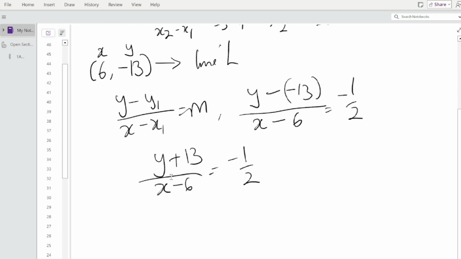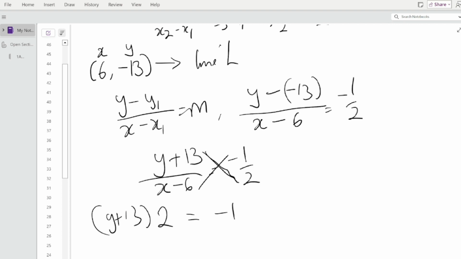At this point, we can simplify this fraction by cross multiplying. So we cross multiply this by this and this by this. We don't really need to bother about where the minus lies. We just need to solve. So we have y plus 13 times 2, as (y plus 13) in bracket, because the 2 affects the two of them, equals -1 on the other side, -1 times (x minus 6).